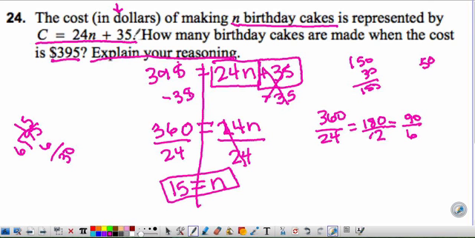Now, explaining your reasoning to me, you just explained your reasoning when you worked this problem out. What is 15? I know it's n, but what is it? The number of birthday cakes that you can get for $395.